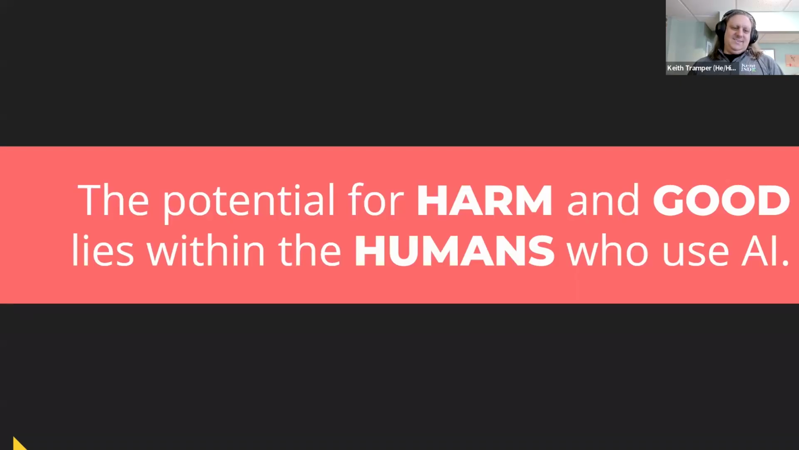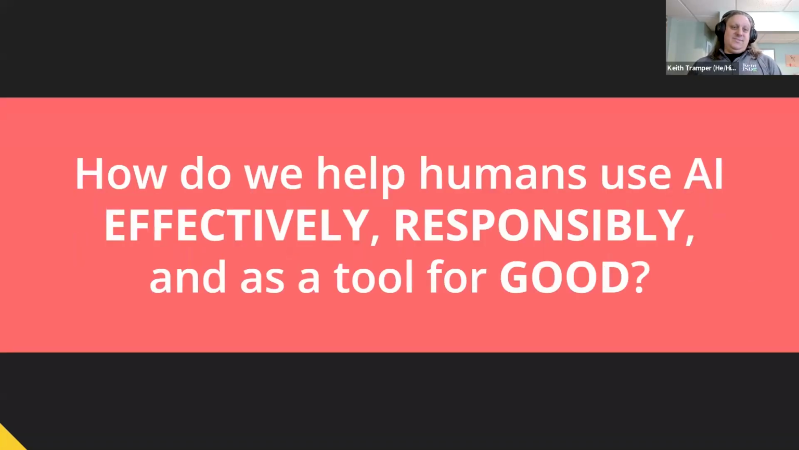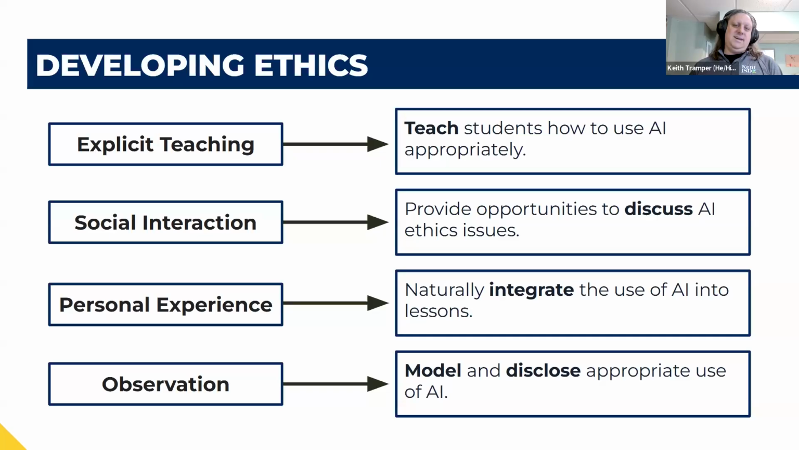Another piece of this is that when we look at these technologies, it's not necessarily AI that is a good or bad thing. It's the way that humans use AI, right? The potential for harm and good lies within the humans that use it. It's not the AI that's the harm here. So our job is to help those humans, whether that's our teachers, our students, or anyone else we work with, to use AI effectively and responsibly and as a tool for good. And that's why we're going to get into ethics here.